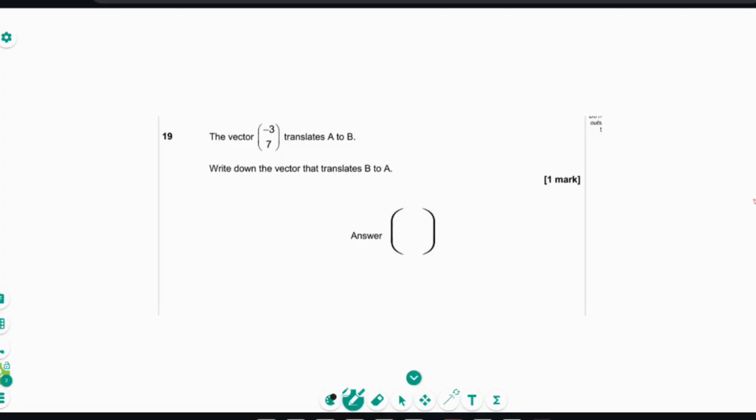The vector minus 3, 7 translates A to B. Write down the vector of B to A. So this means 3 left, 7 up. So then we're going back, we'd have to go 3 right. So 3, positive 3, and 7 down, negative 7.